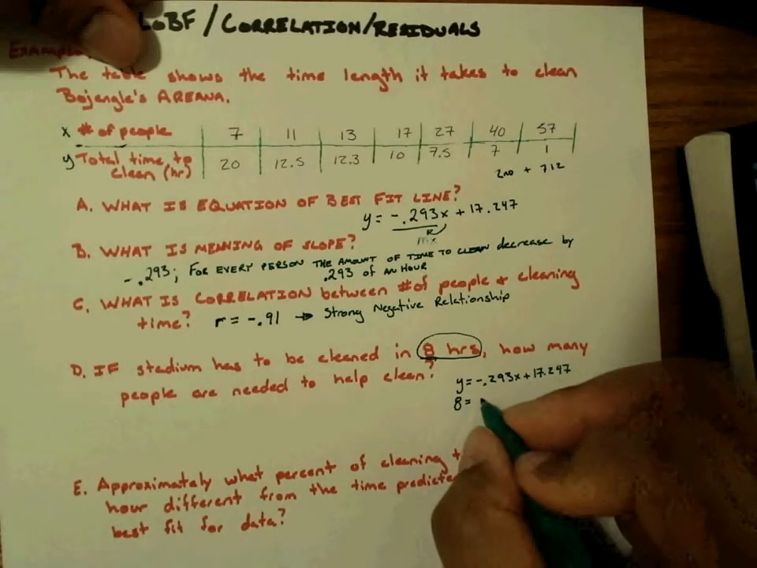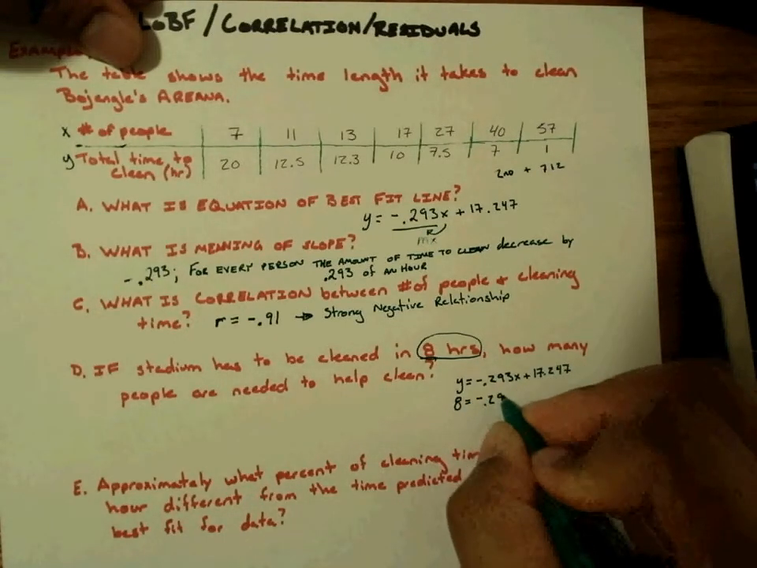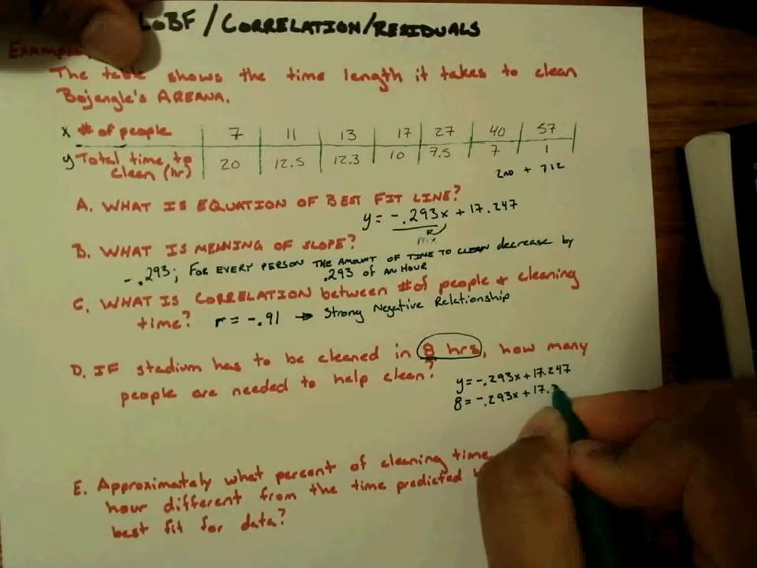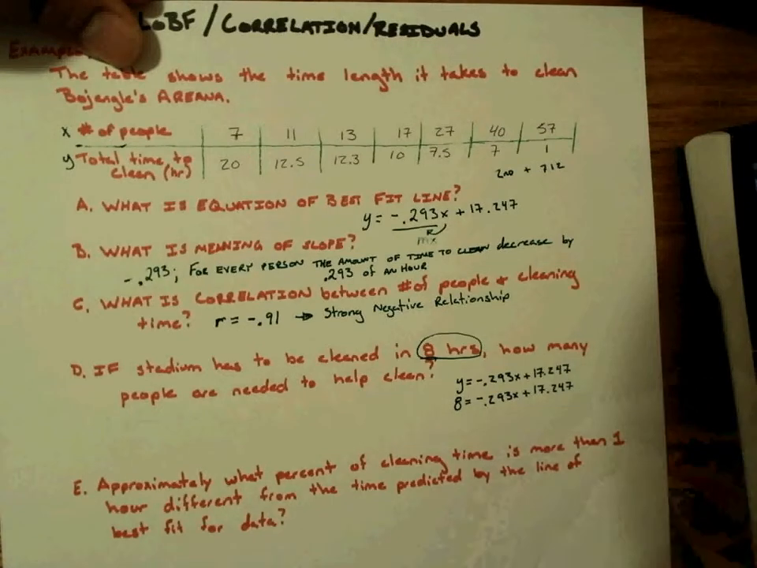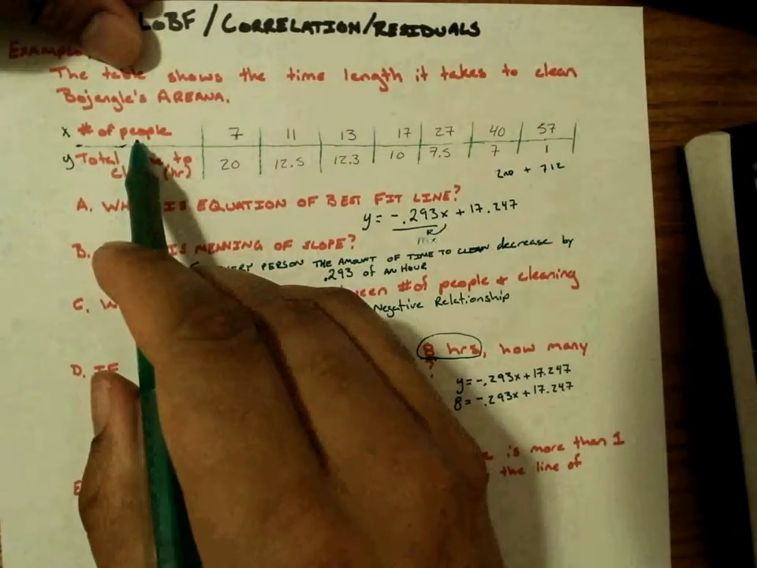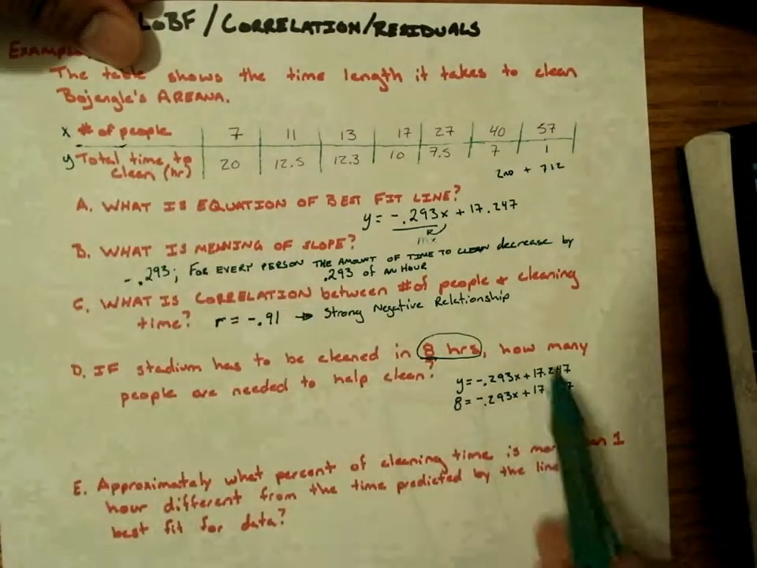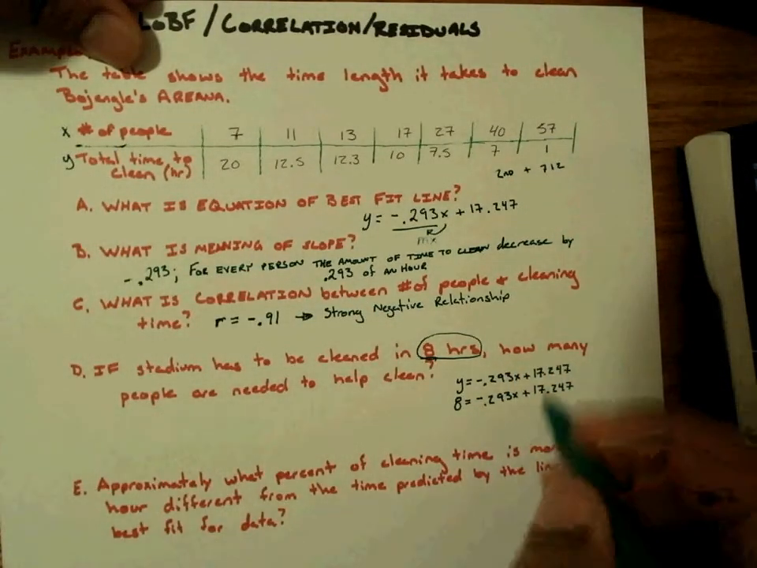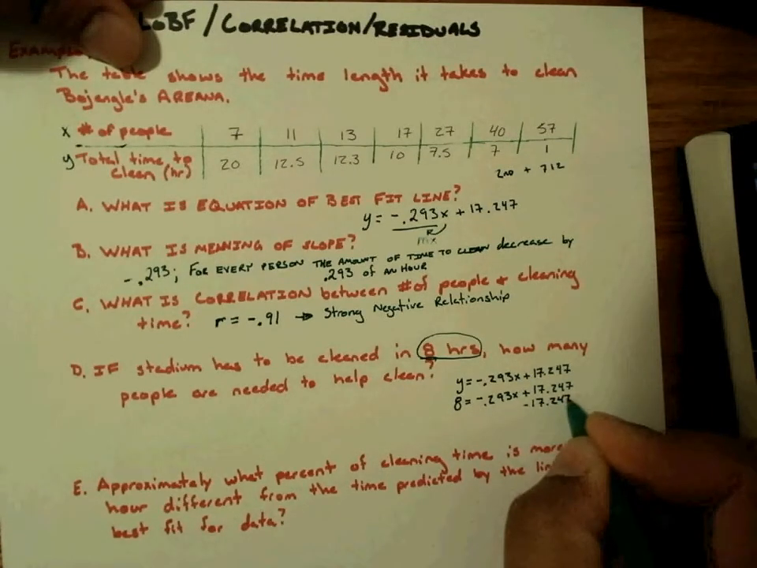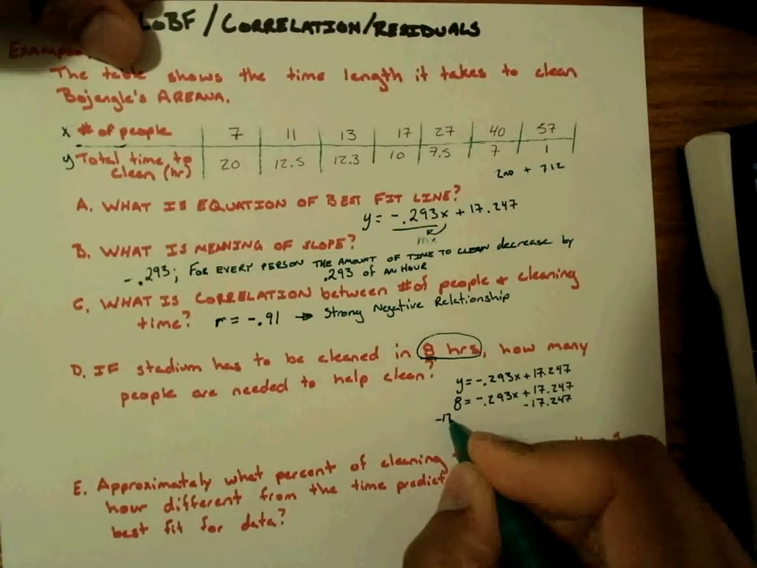So we have 8 is equal to negative 0.293x plus 17.247. All we have to do now is solve for x, and that will tell me the number of people, because x is the number of people, and they ask how many people. So we're going to subtract 17.247 on both sides.